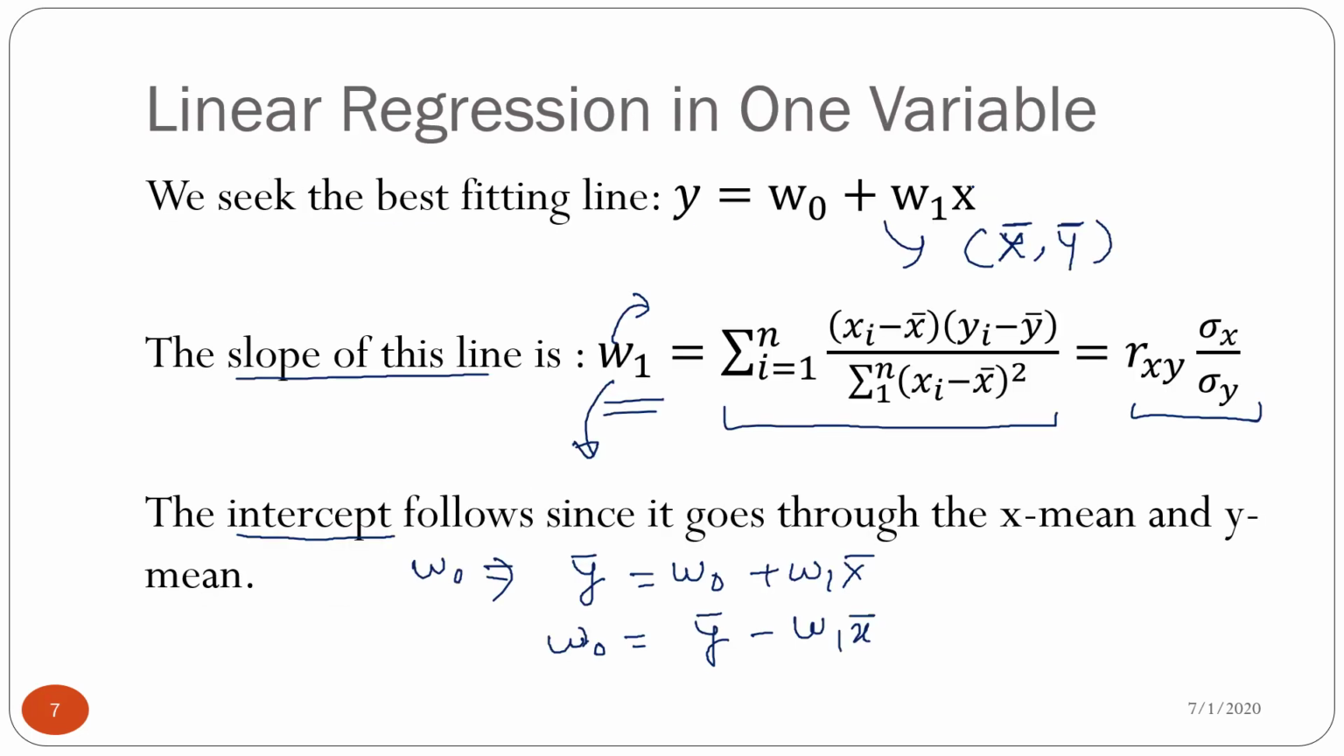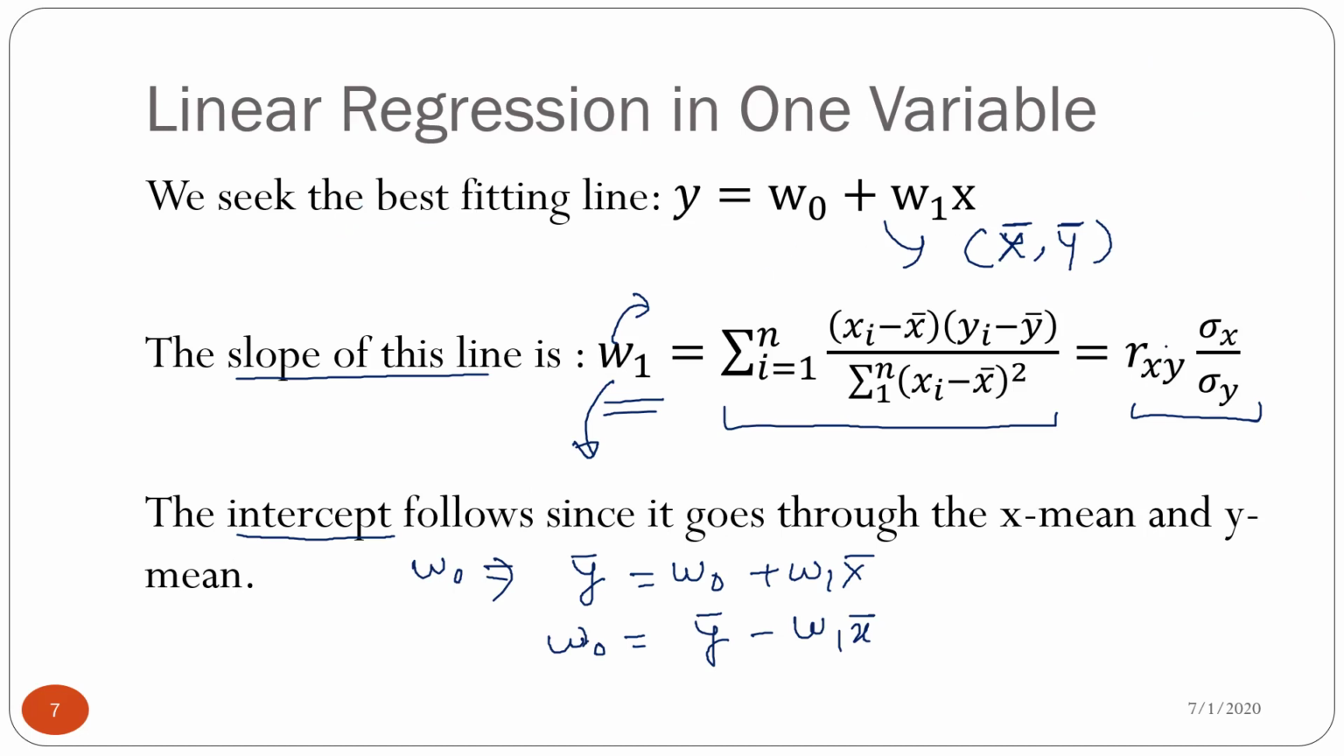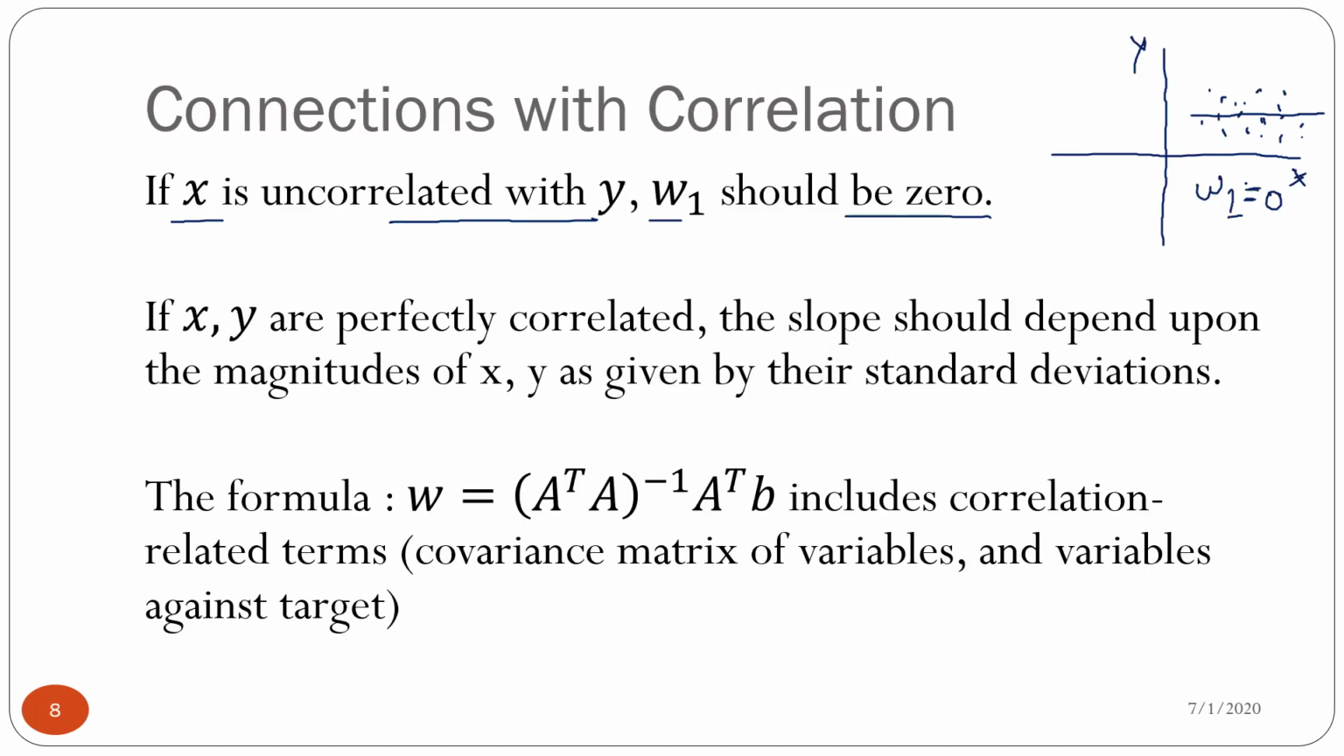Because if you have no correlation, let me draw a figure somewhere. Assuming this is my x and that's my y, and the data is like this, and you approximated that by this line this way. So here w1 is equal to 0. So w1 equal to 0 relates with the correlation coefficient, right? Here w1 is 0 because the correlation is 0. So that makes a lot of sense. We don't see any linear pattern or any correlation between x and y.